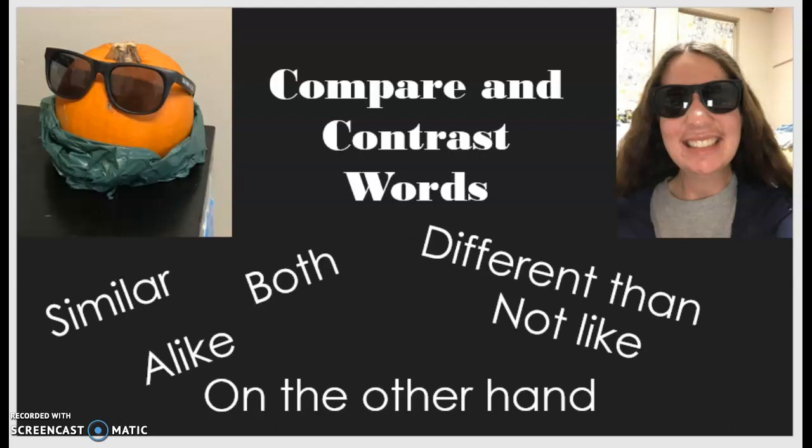Now, when you're having a compare and contrast paragraph, you're going to be looking for keywords like similar, alike, both, different than, not like, on the other hand. Like, both Alfred and Miss Homerson have sunglasses. On the other hand, Alfred is a pumpkin while Miss Homerson is a person. So those are some keywords you can be looking at.